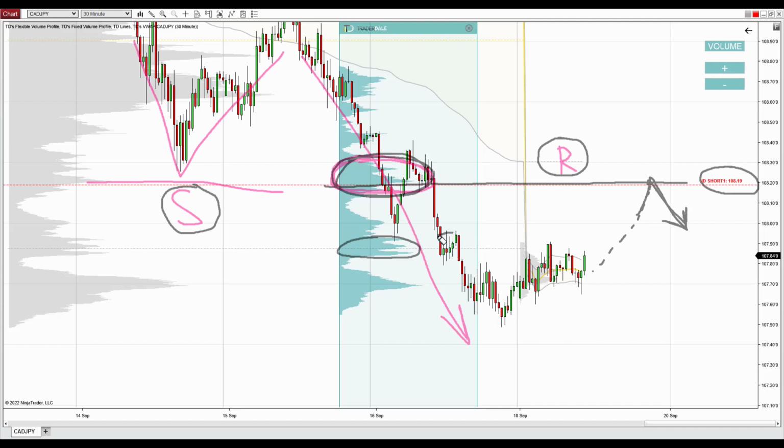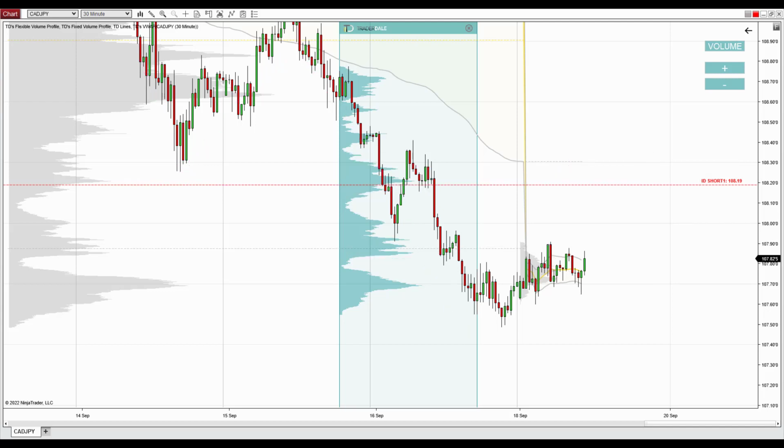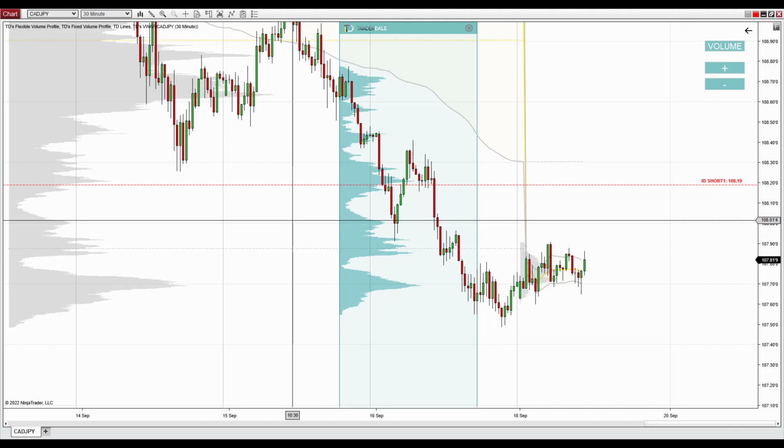Those volumes got accumulated in here, right? And there was this reaction to this volume cluster. This one is already tested because there has already been a reaction, so I won't be trading this one. It's tested, but this one isn't tested, so this one is still good to trade, right? So that's the trend setup on the Canadian dollar Japanese yen.